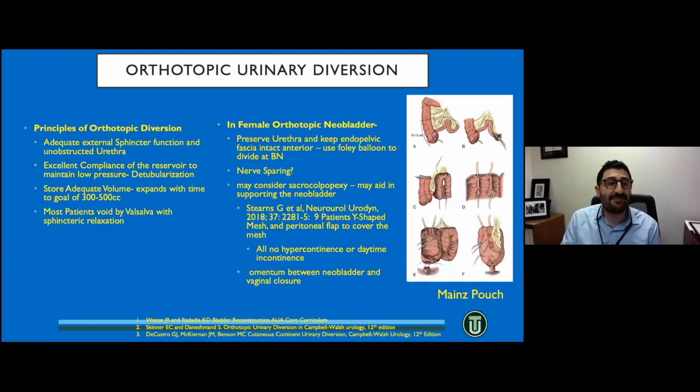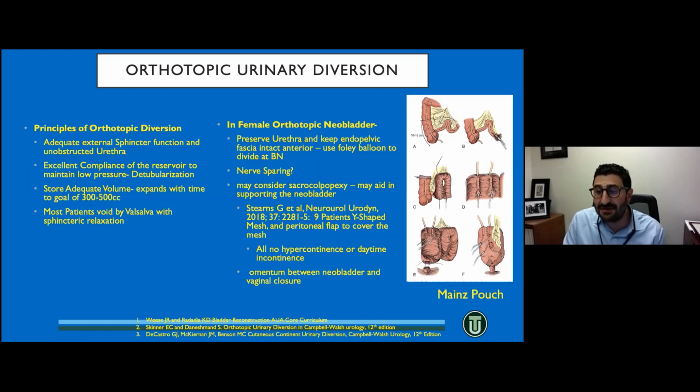So in terms of orthotopic diversions, they need to have excellent compliance, and they need to maintain a low pressure, store adequate volumes, and most of these patients void by Valsalva. In females, you want to preserve the urethra and keep the endopelvic fascia intact.